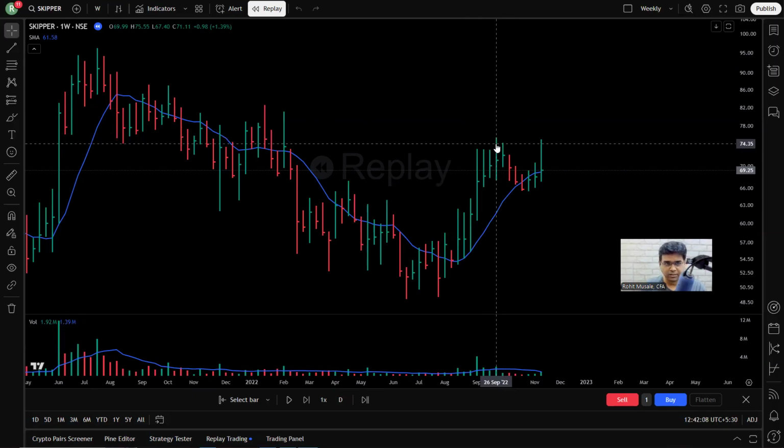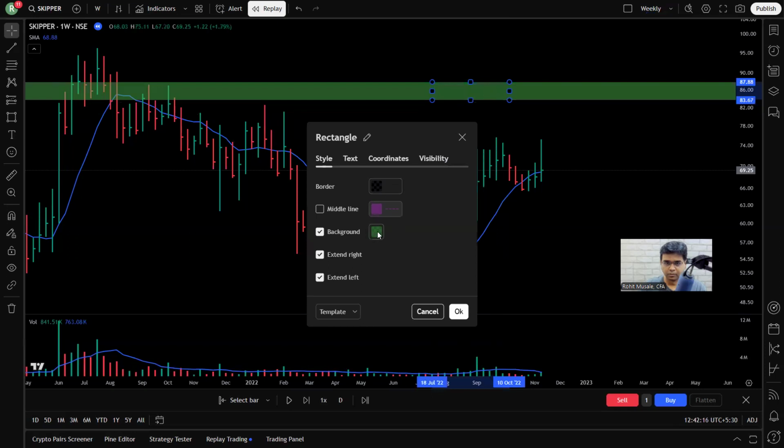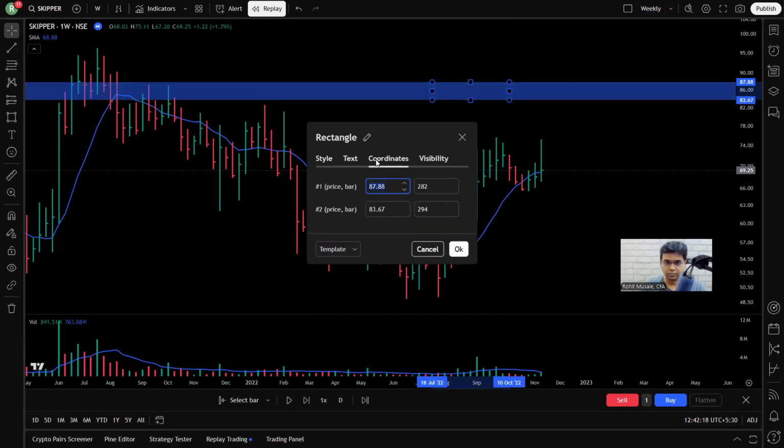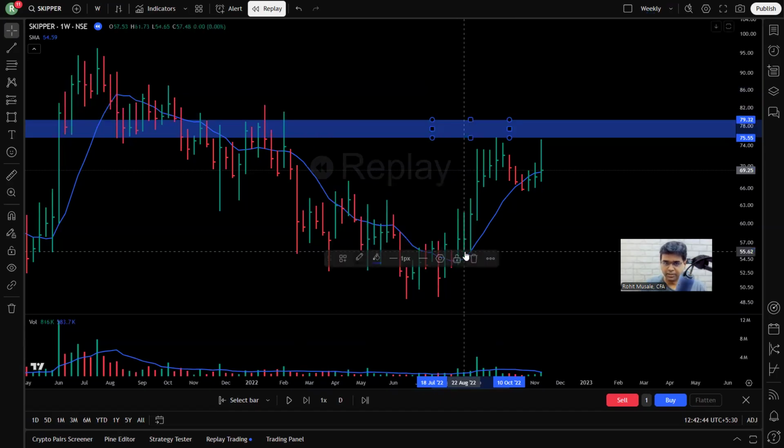Okay. So 75.55. So let's draw the pivot range. This is 5% above that. 75.55 multiplied by 1.05. I have a calculator here, 79.32. So that's the buying range.